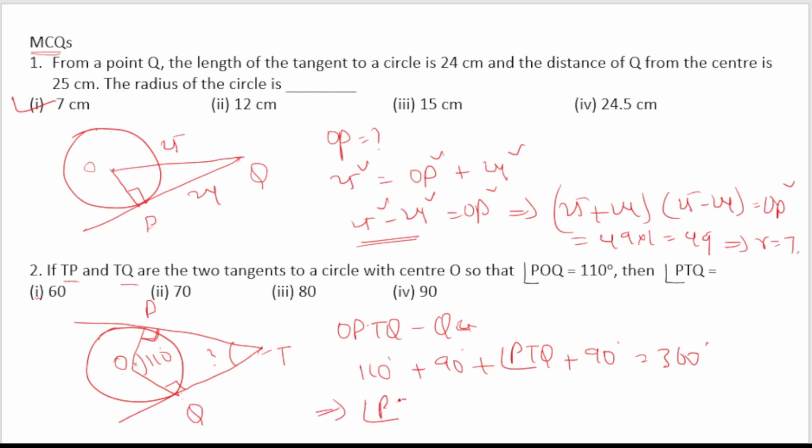Here angle PTQ is equal to 360 degrees minus 90 plus 90, which is 180, plus 110, which is 290. So the answer is 70 degrees. Angle PTQ is 70 degrees.